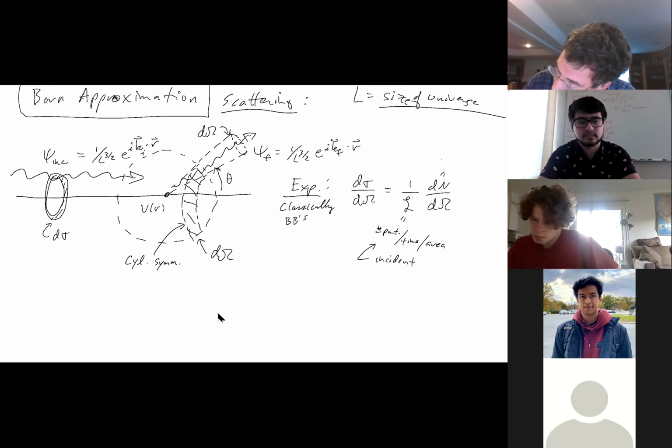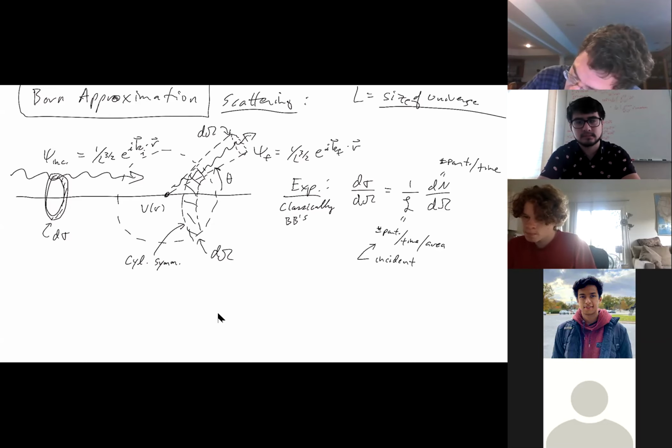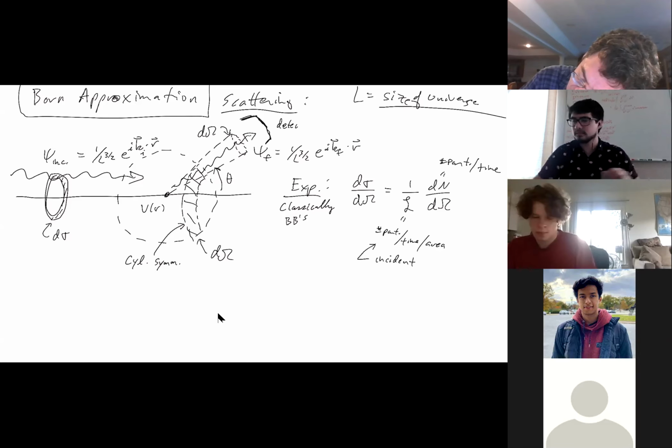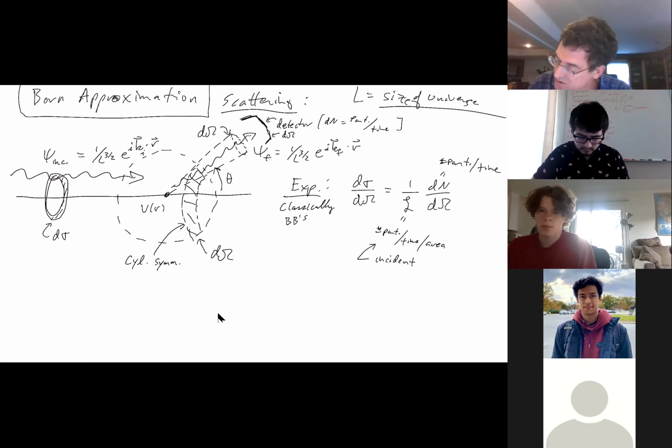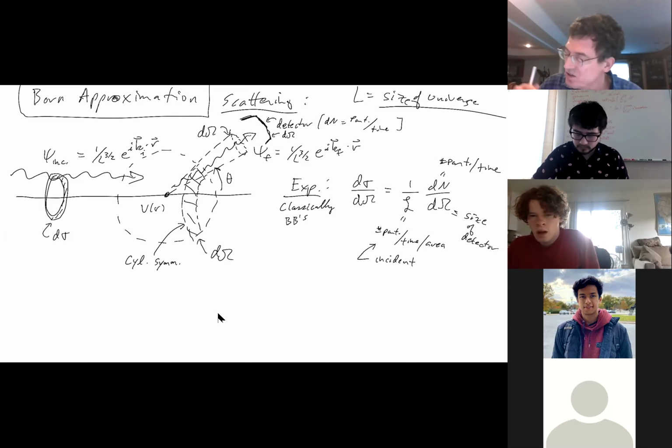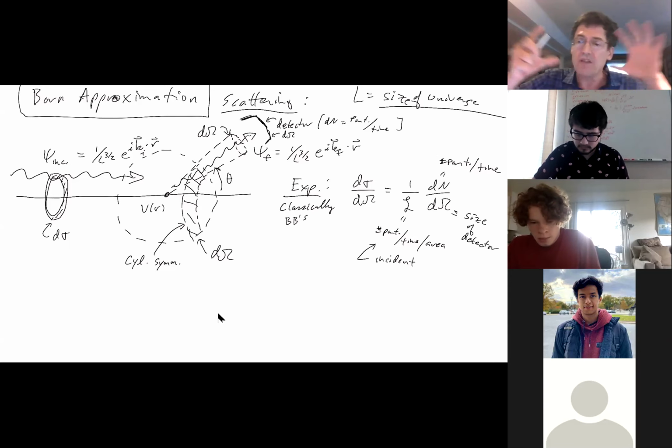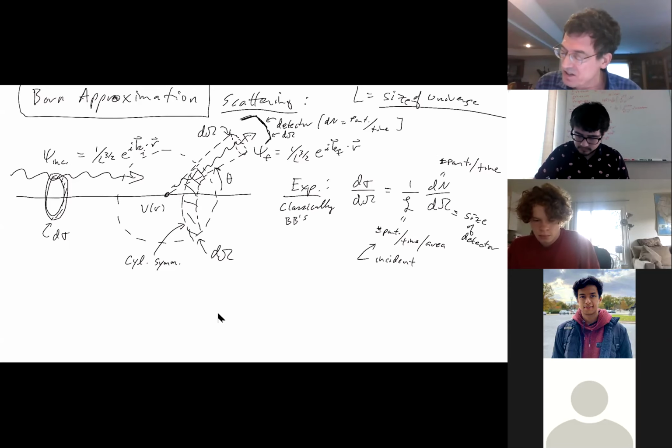dN is equal to the number of particles per time that go into the detector, where this is my detector. And the detector spans some solid angle d omega, which is just the size of the detector. And so that's the fundamental definition of scattering, how all the various quantities fit together. And that was pretty easy to derive.